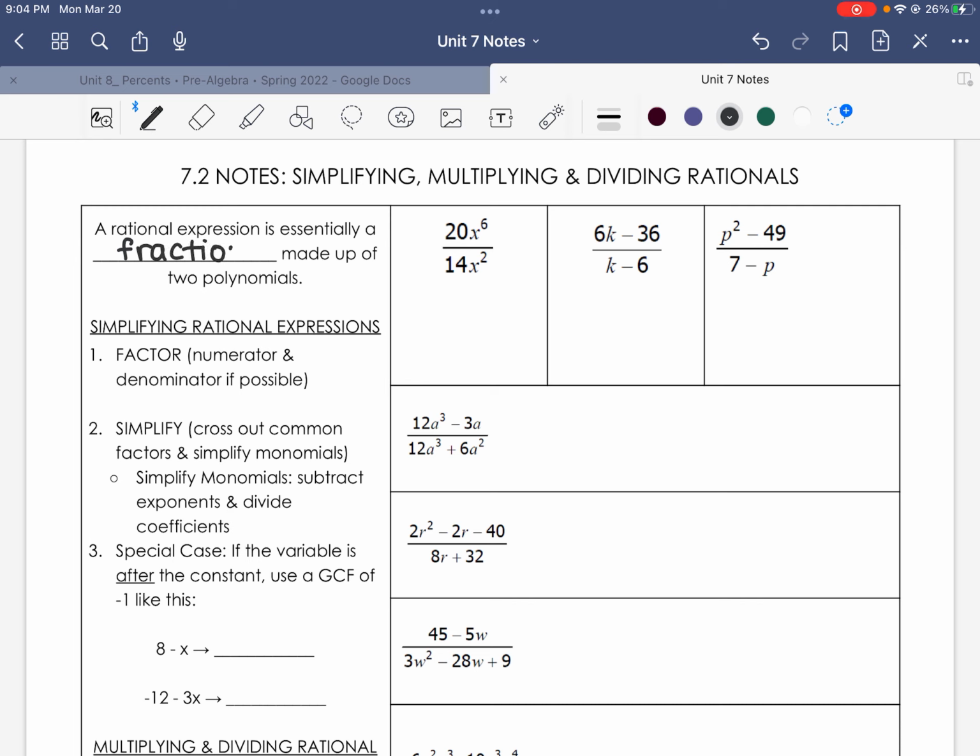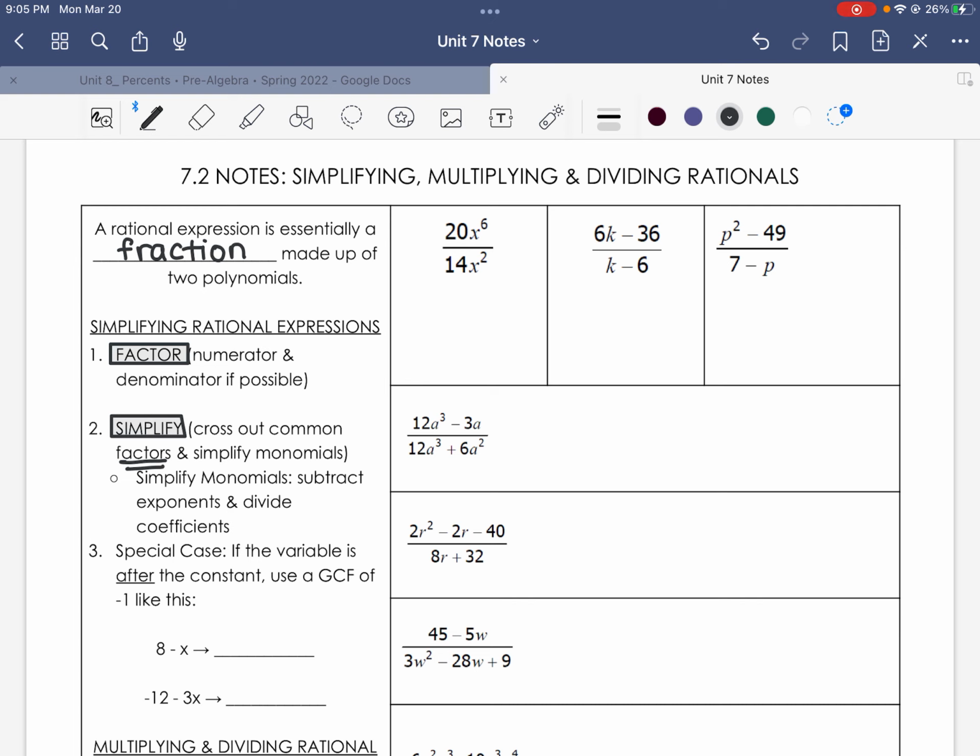So take a look at some of the examples on this page. You're going to have x's and exponents and constants on the top and the bottom. So multiple terms on the numerator, multiple terms on the denominator, and pretty much your goal is to factor in hopes that you will have a factor that is on the top and the bottom, so that then you can simplify by crossing out common factors. A factor is something that multiplies to something else. That's why we have to factor it first and then cross out common factors.